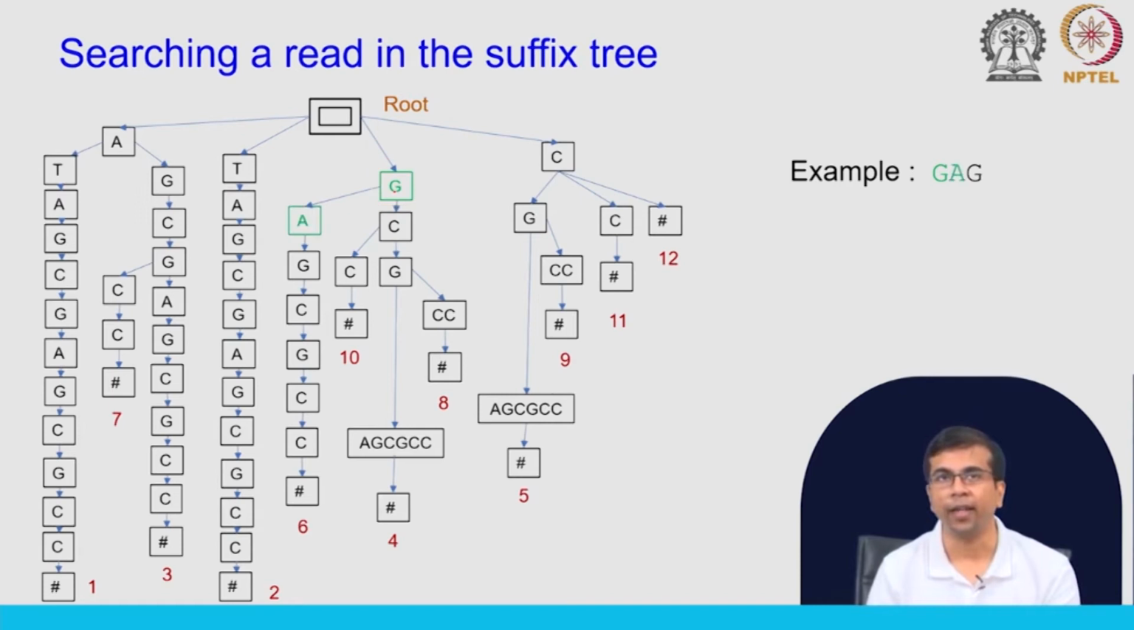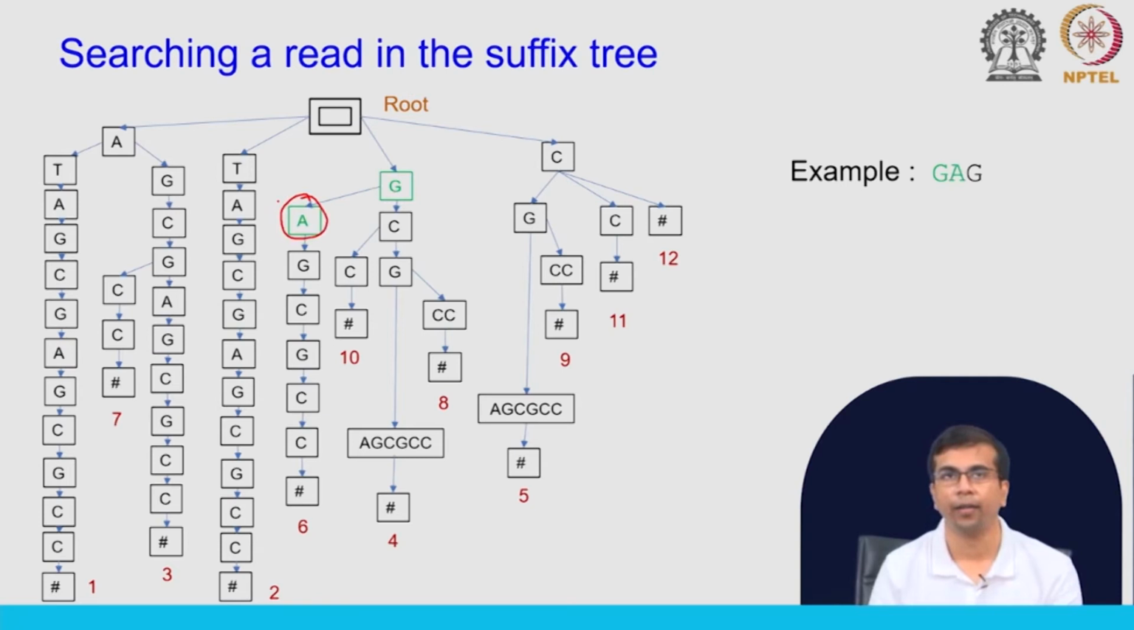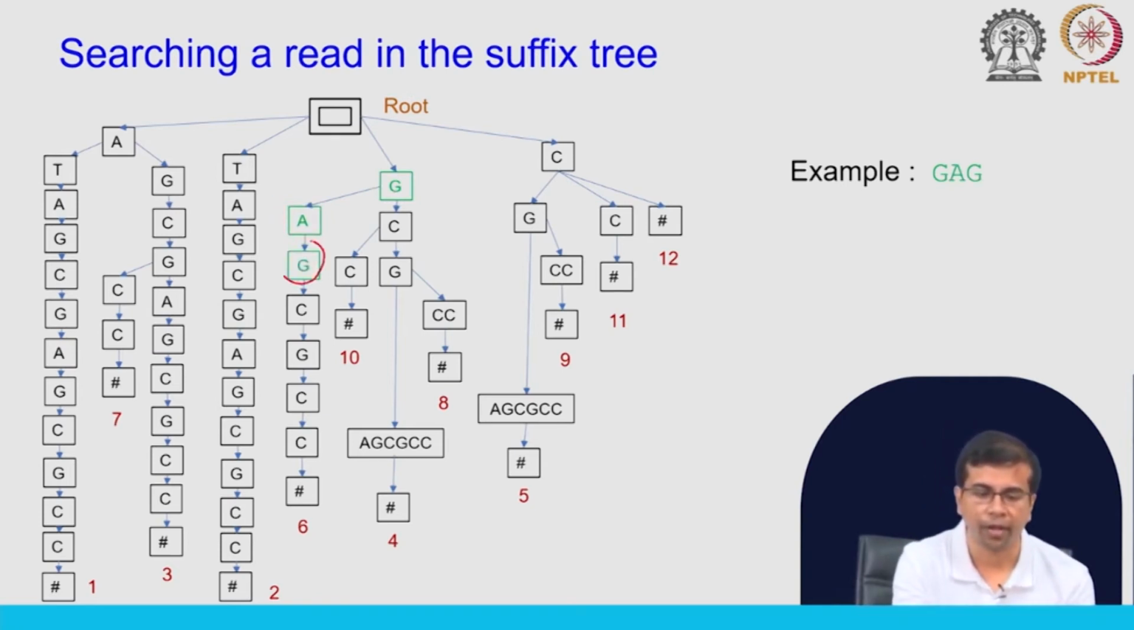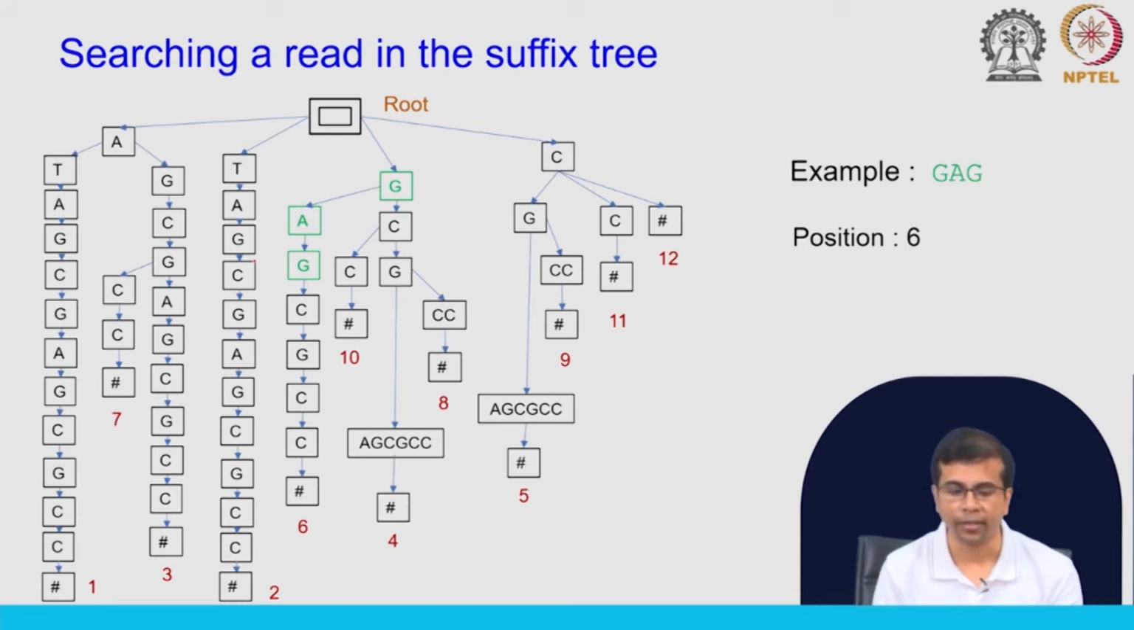Next base is A, and this is where we have the match, GA, and then the last base, which is the G, and we have identified this G. So, we have found the full string, the full read, in the suffix tree. This is the GAG, and once we have found it, we can also look at the location. The position is the 6th position, and if you go back to the original string, you will see this GAG occurs at the 6th position of the reference genome. So, it sounds very simple, the search process becomes very simple.